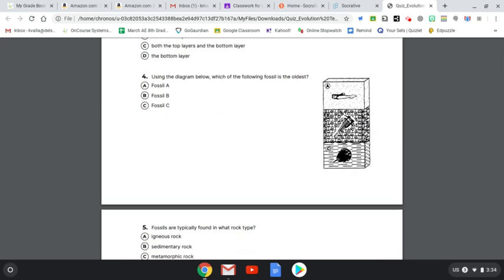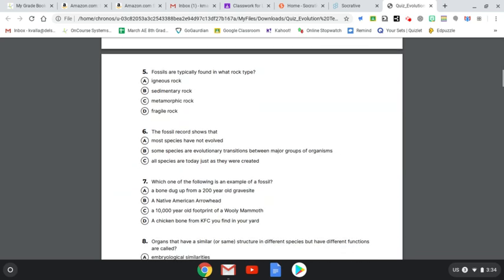Number 4, using the diagram below, which of the following fossils is the oldest? Is it A, fossil A, B, fossil B, or C, fossil C? Number 5, fossils are typically found in what rock type? Is it A, igneous rock, B, sedimentary rock, C, metamorphic rock, or D, fragile rock?